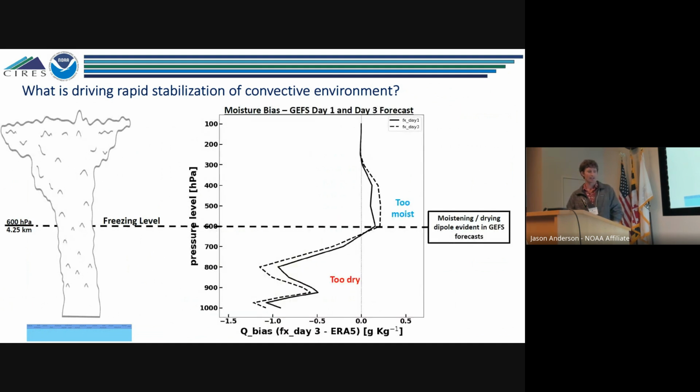If we look at the GEFS day 1 forecast bias, which is the solid line, and day 3 forecast bias, which is the dashed line, for specific humidity, we see the same dipole here, and we can see that most of this bias develops within the first day of the forecast and then strengthens a little bit between day 1 and day 3, but the same consistent moistening, drying dipole around the freezing level.